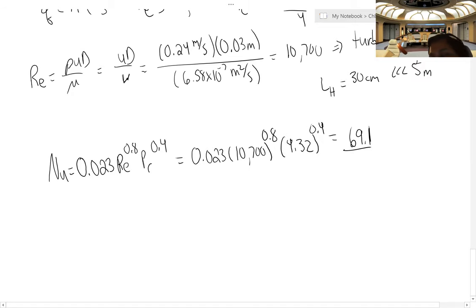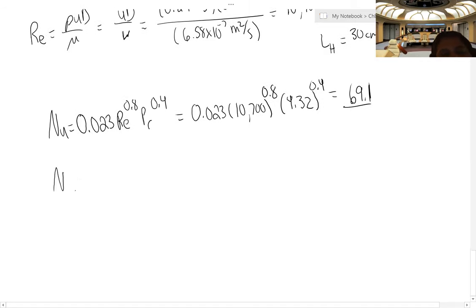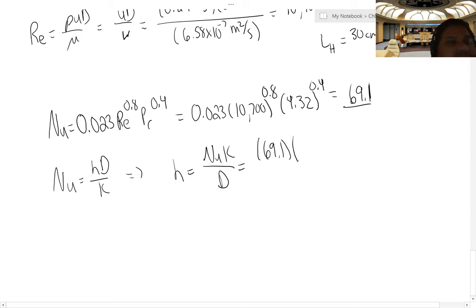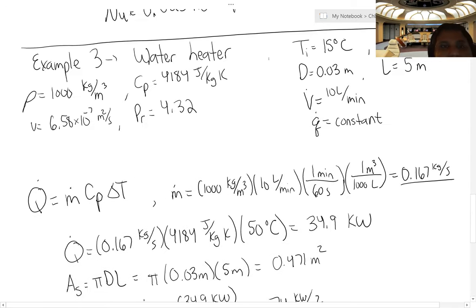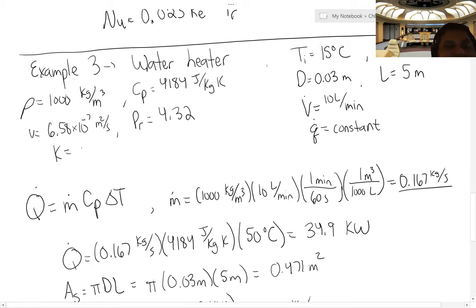of approximately 69.1. With that Nusselt value in hand, I can then solve for my heat transfer coefficient, knowing Nusselt is equal to H d over K, or H is equal to Nusselt times K divided by D. So I have 69.1 times the thermal conductivity. Oh, did I give that? I did not. K, 0.631 watts per meter Kelvin.